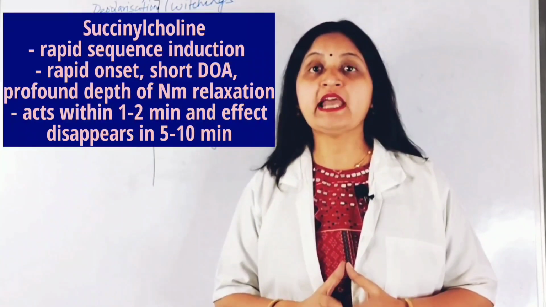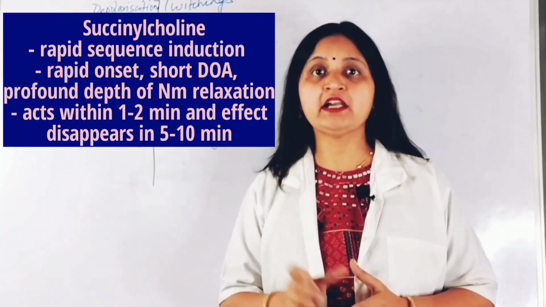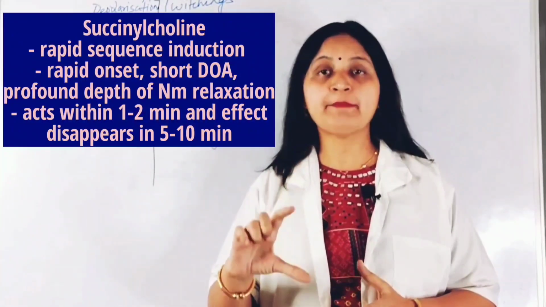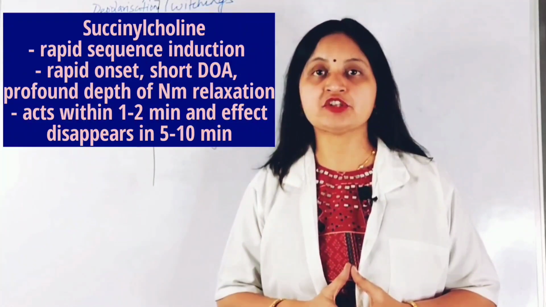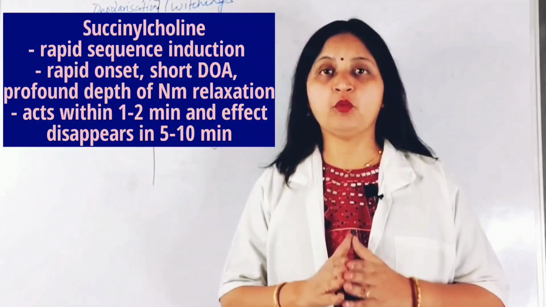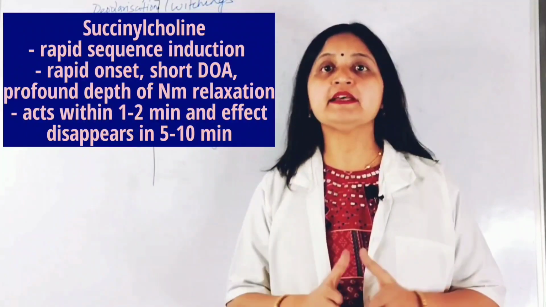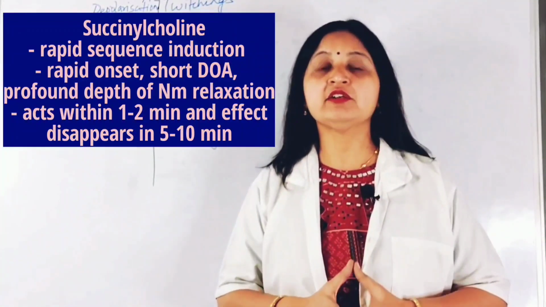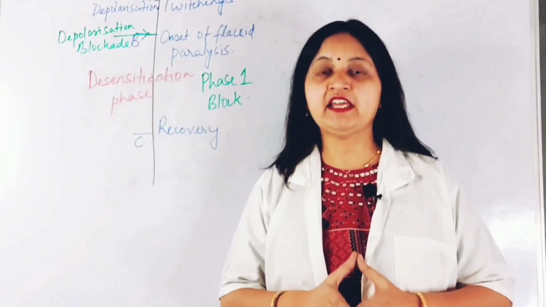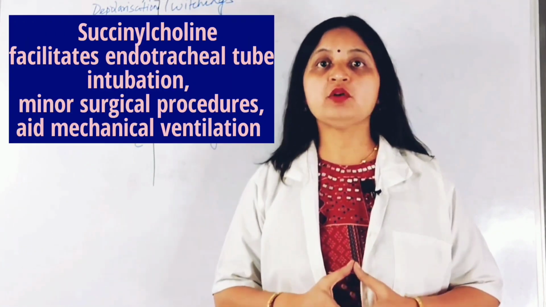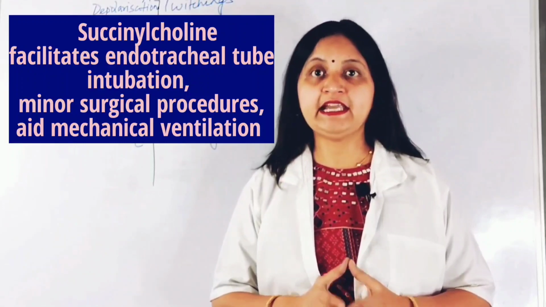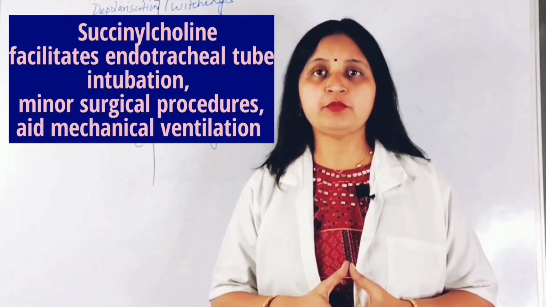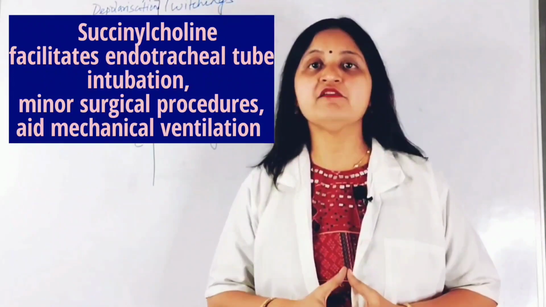So succinylcholine has a rapid onset of effect, a shorter duration of action and profound depth of neuromuscular relaxation. The effect appears within 1 to 2 minutes and disappears in 5 to 10 minutes. So for longer effects, succinylcholine must be given by IV infusion. Succinylcholine is commonly used to facilitate endotracheal tube intubation, facilitate minor surgical procedures and aid mechanical ventilation.